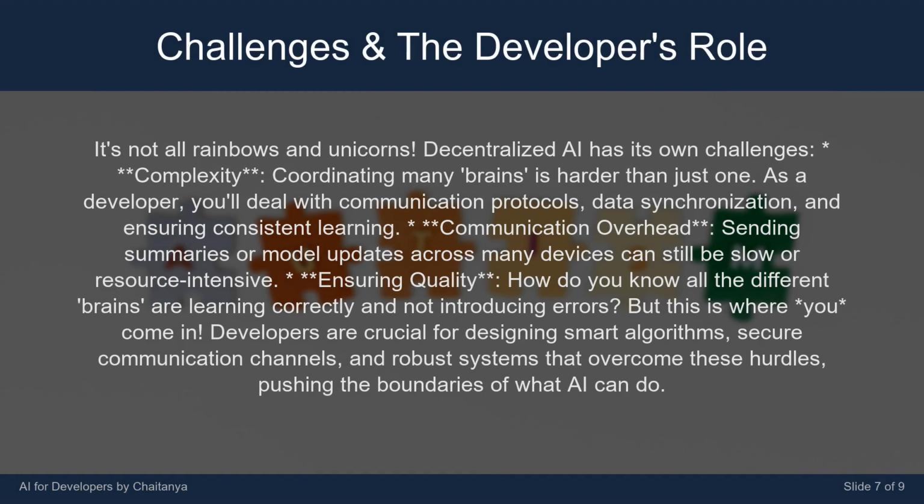It's not all rainbows and unicorns. Decentralized AI has its own challenges. Complexity. Coordinating many brains is harder than just one. As a developer, you'll deal with communication protocols, data synchronization, and ensuring consistent learning. Communication overhead. Sending summaries or model updates across many devices can still be slow or resource intensive. Ensuring quality. How do you know all the different brains are learning correctly and not introducing errors?